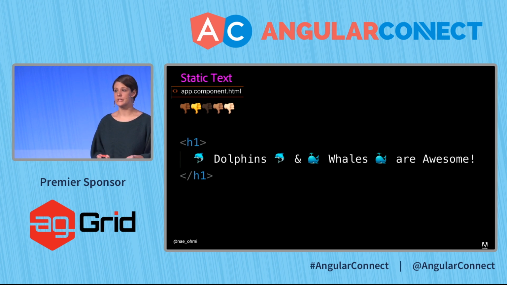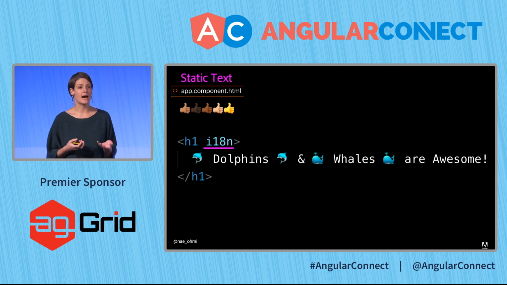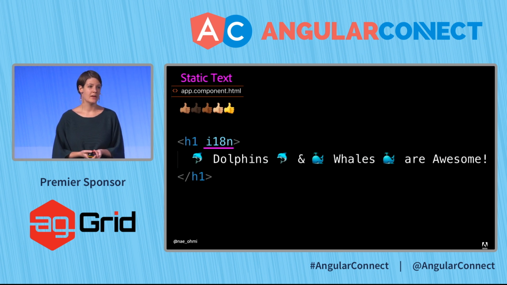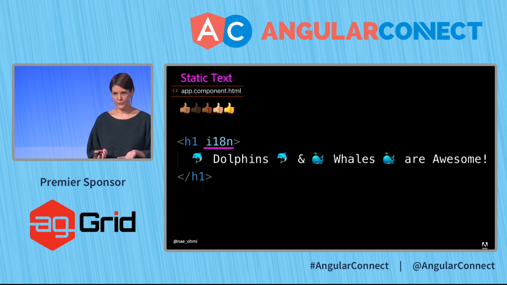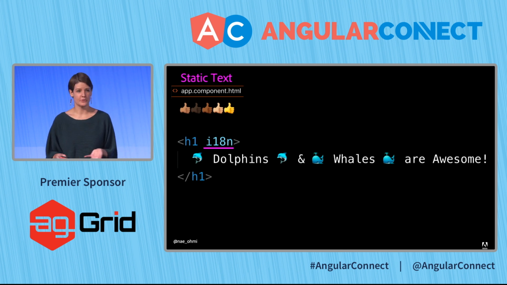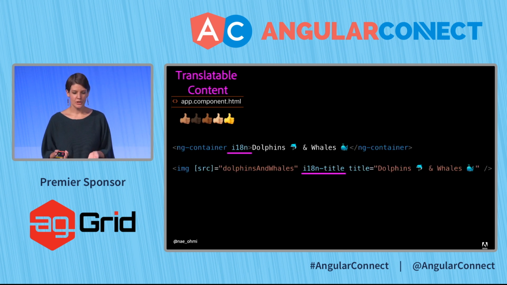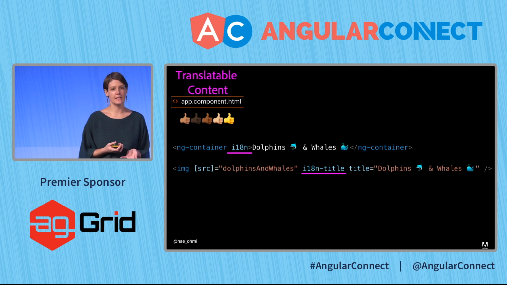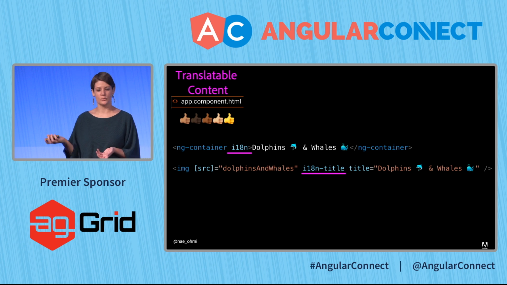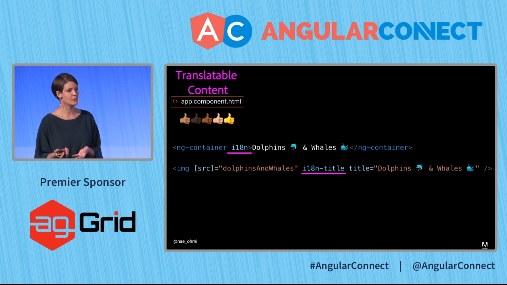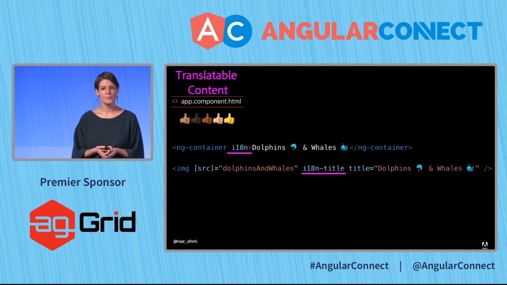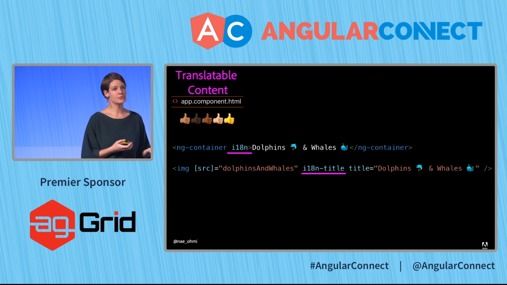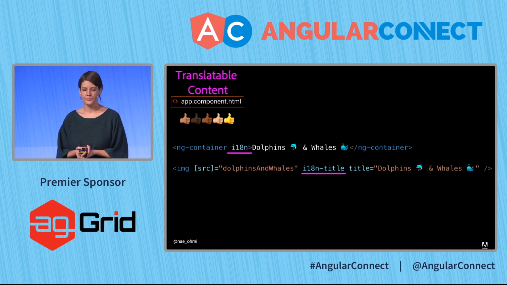So what we can do is wrap this string in an i18n attribute. This is an Angular attribute that is removed after compilation. So we can include the i18n attribute in an ng-container here or an img tag with the i18n title. And it's an Angular attribute, not an Angular directive.